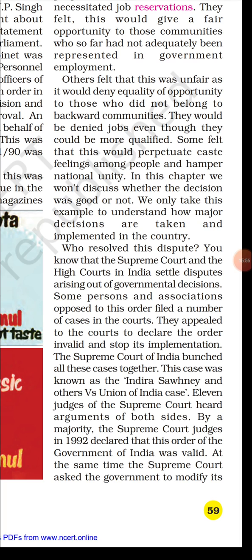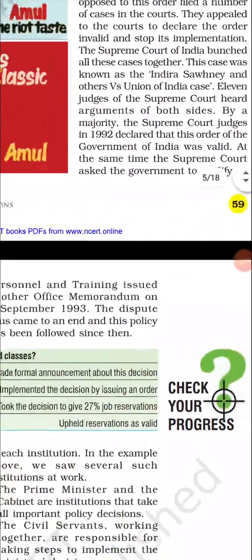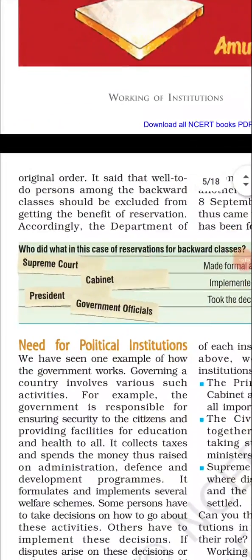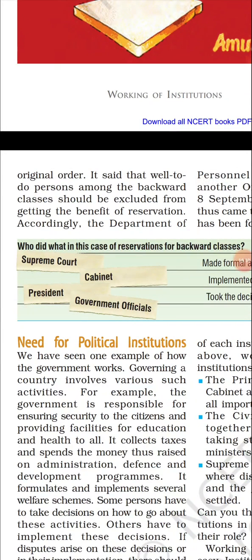Okay, at the same time, the Supreme Court asked the government to modify its original order. Modify means change, to change something in this order, and it said that the persons who are well-to-do among the backward classes should be excluded from getting the benefits of reservation. Those who are rich or those who are powerful from the other backward classes, they should be excluded. They will not get that reservation.